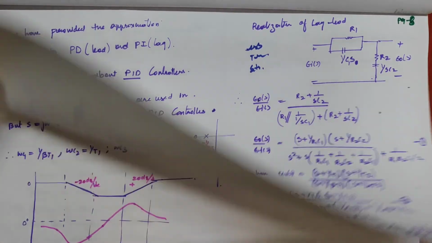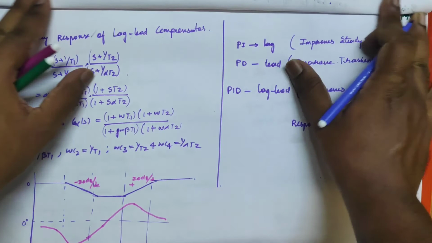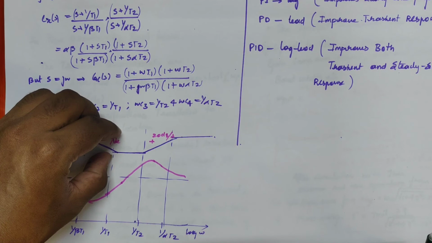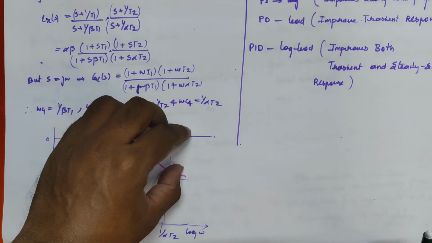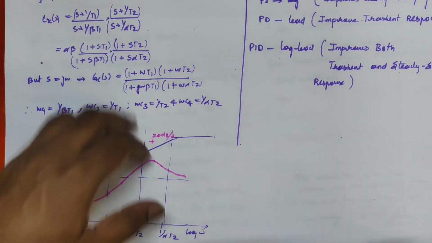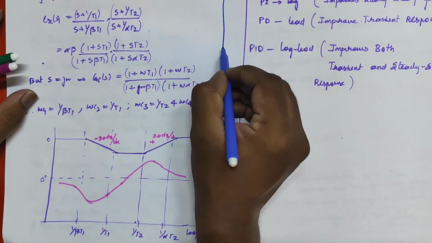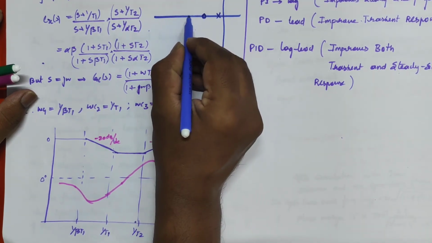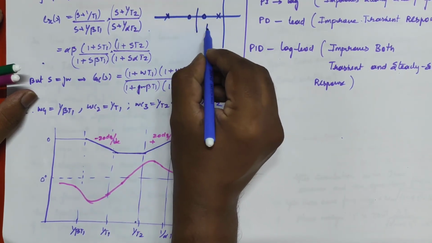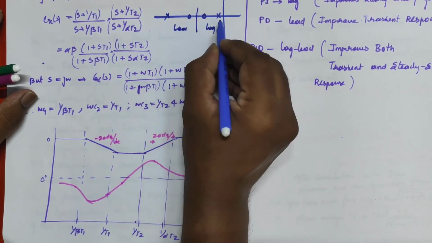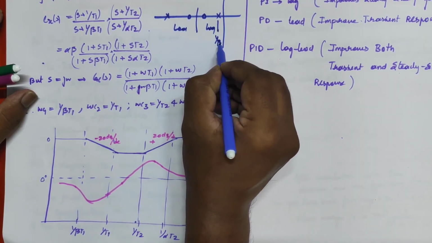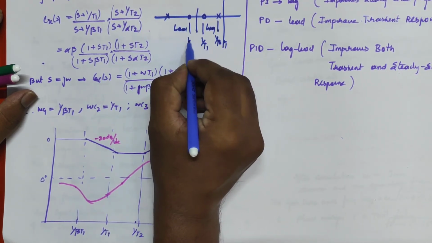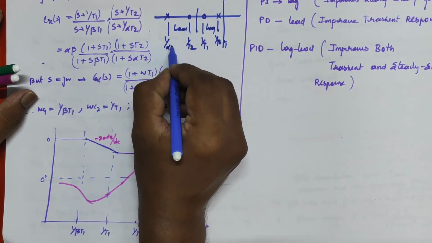Again, if you want to draw the frequency response of lag-lead, what is that? It is simply this is a lag compensator and this is a lead compensator, and the cascading of them gives us the response. Here I have a pole at 0. Up to here it is lagging, and this is lead. The first corner frequency I get is 1 by beta T1, then this is 1 by T1, this is 1 by T2, and this is 1 by alpha T1 T2.